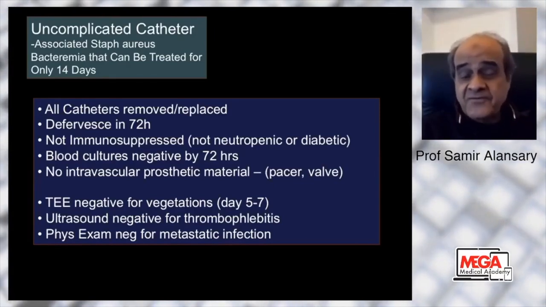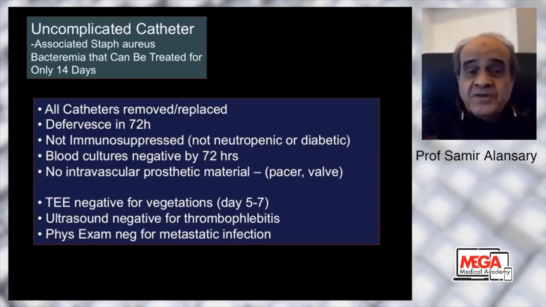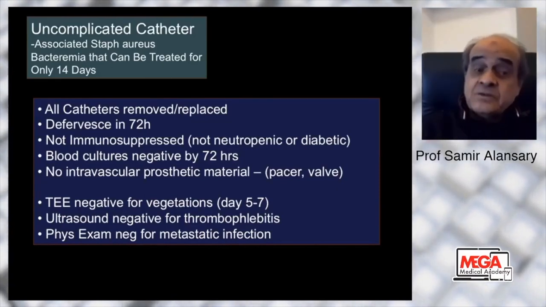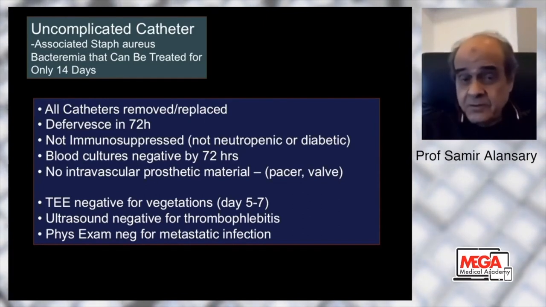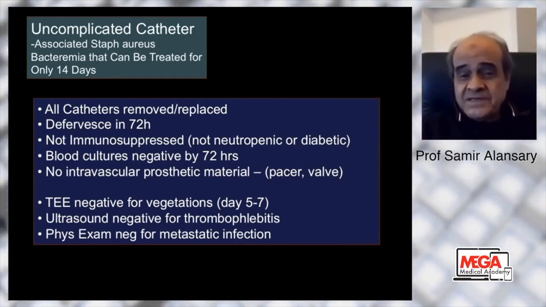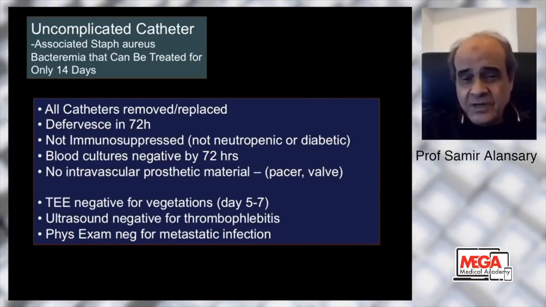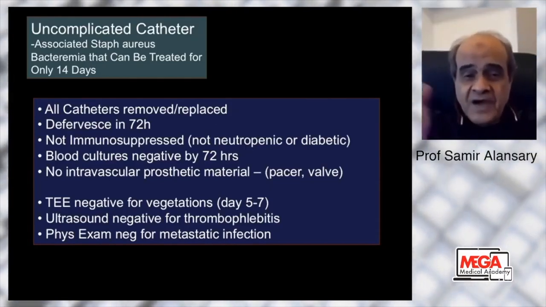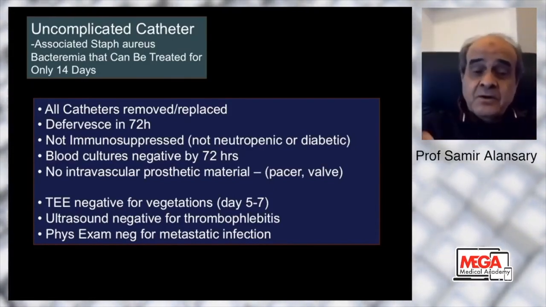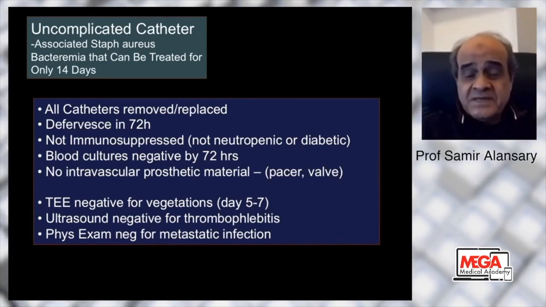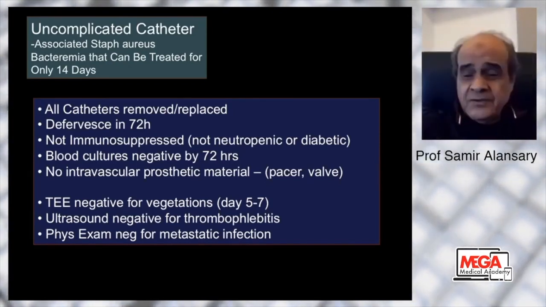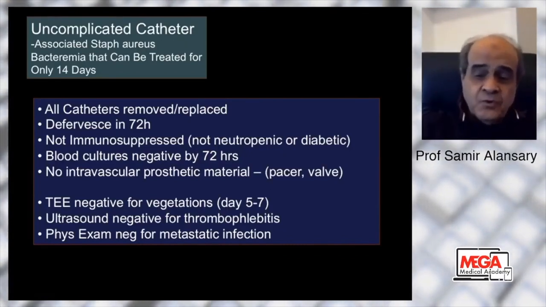Blood culture is negative by 72 hours. No intravascular prosthetic material, no prosthetic valve, and so on. The transesophageal echo is negative for vegetations on day 5-7, not less than this. Don't do TEE after 3 days and then tell me it is negative. You have to wait for 5-7 days. Ultrasound negative for thrombophlebitis, or physical examination negative for metastatic infection. All these criteria allow you to use only 2 weeks of treatment.